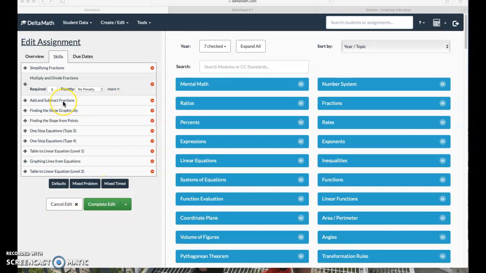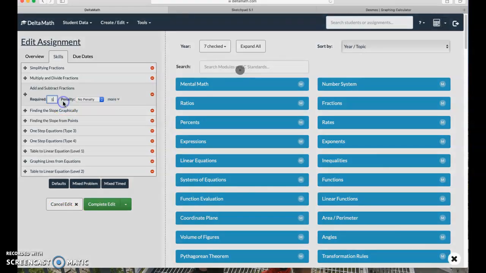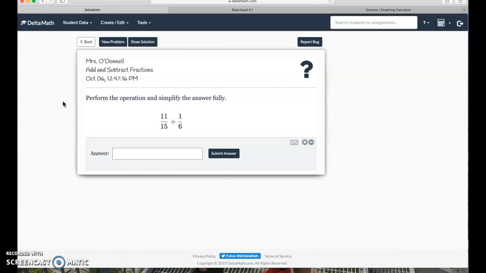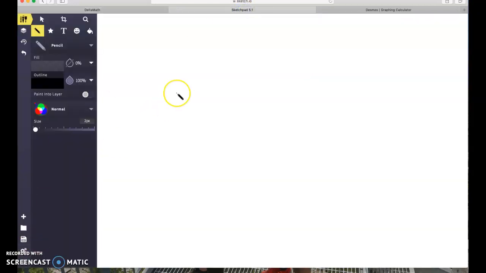Okay, next we're going to add and subtract fractions. So this is where it gets a little trickier. It says perform the operation and simplify the answer fully. 11/15 plus 1/6. So when we are adding and subtracting fractions, what did we have?